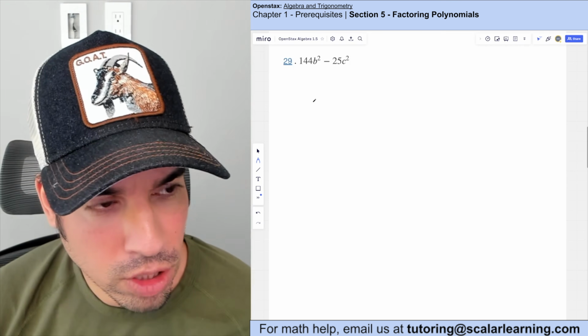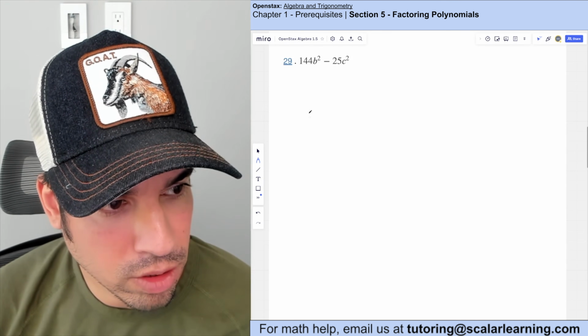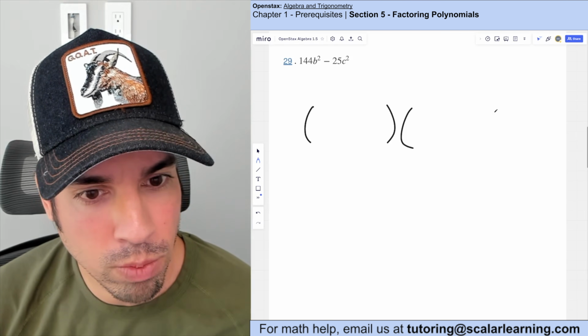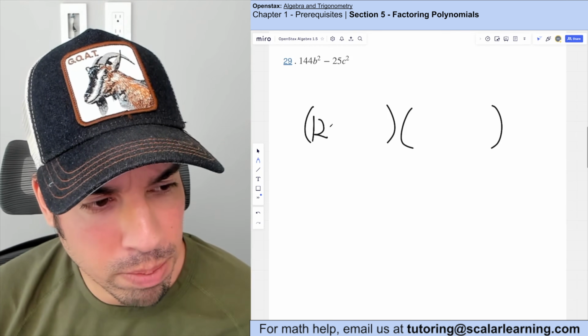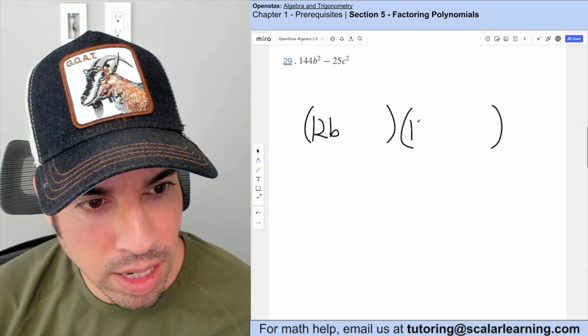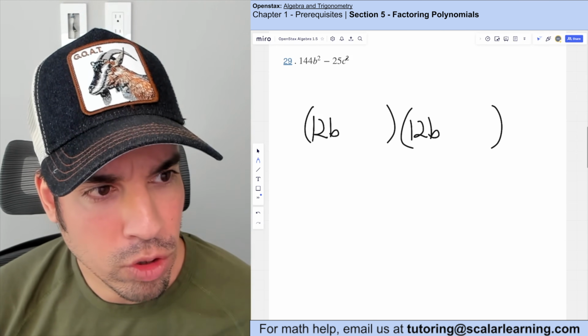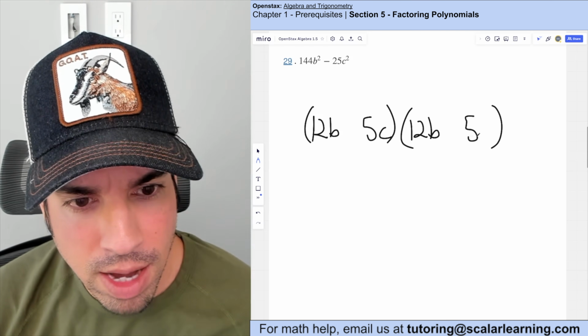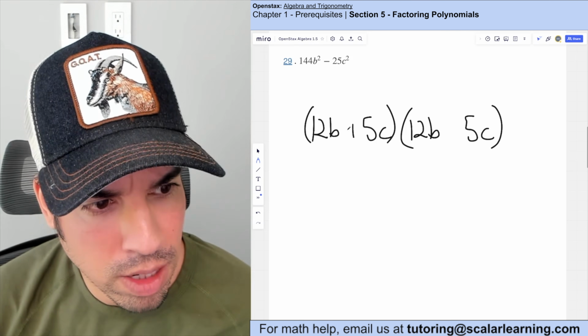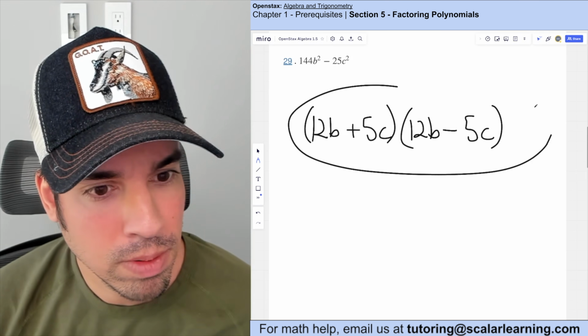Here we got a difference of squares again, so we take the square root of that first term, 144b squared. Square root of 144 is 12. Square root of b squared is b, so we place that here and here. Square root of 25 is 5. Square root of c squared is c. So we have a 5 and a c, alternate with plus and minus, boom, done.